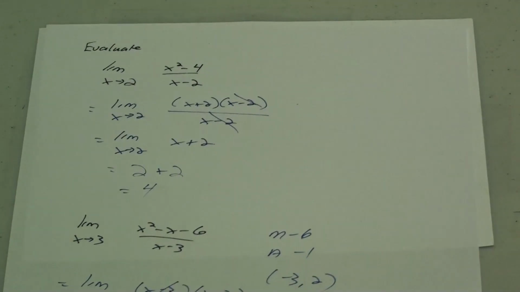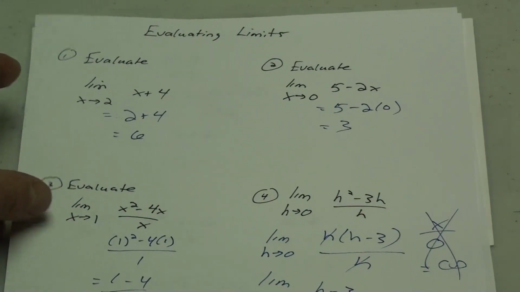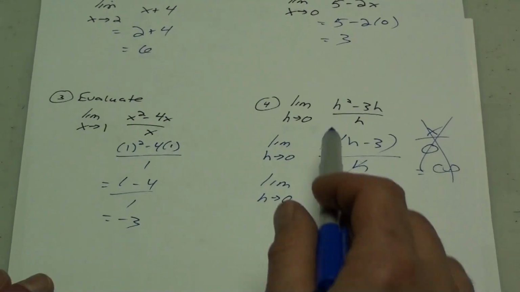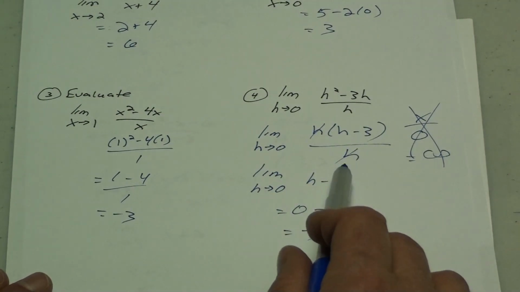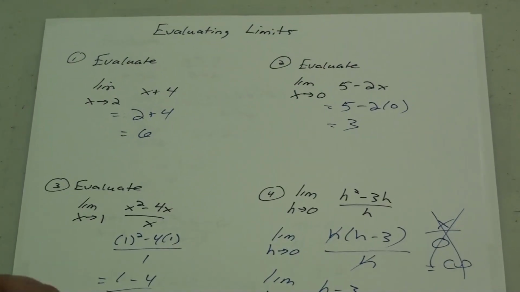So, a short little lesson on limits. The only time you have to worry is if your denominator is going to go to 0. Then you need to do some factoring or some algebra to make sure that it's not. Thank you very much.